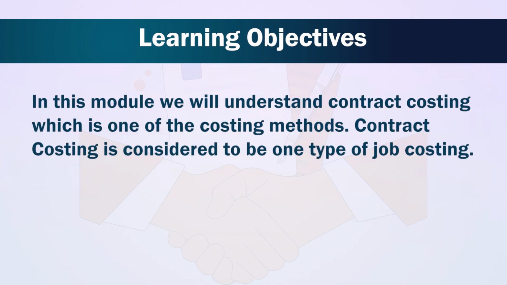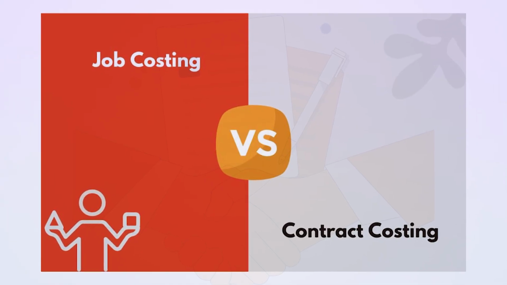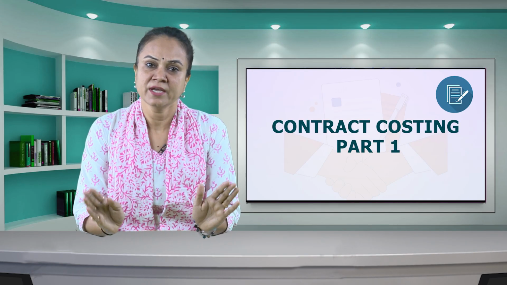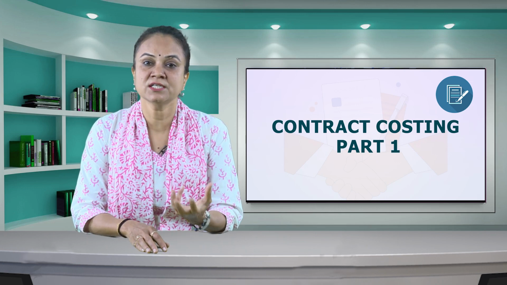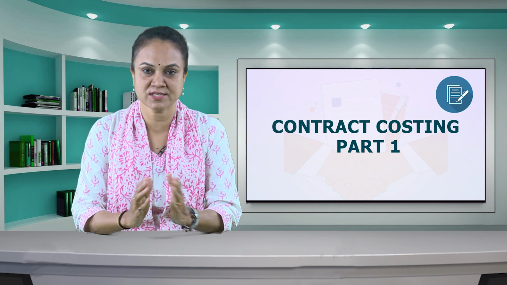In this part, we will understand contract costing, which is one of the methods of costing. Contract costing is considered to be one type of job costing. There are some specific differences between job costing and contract costing, but it does not differ in principle from job costing. A contract is a term used for big jobs undertaken on behalf of customers.